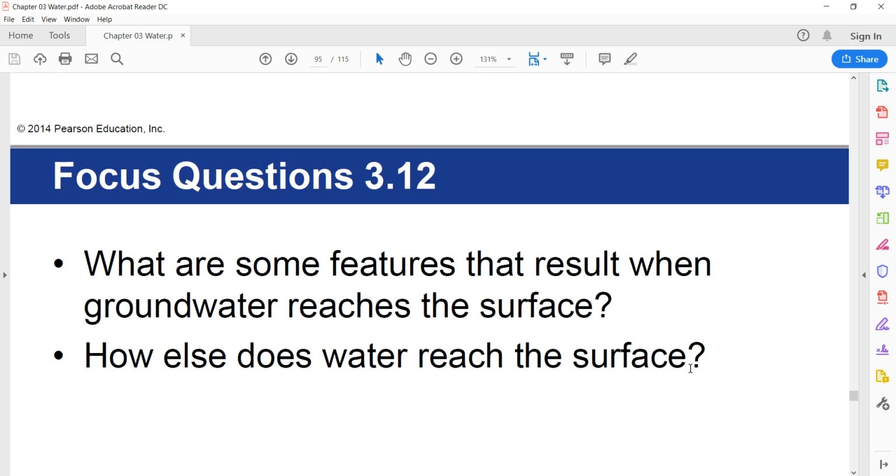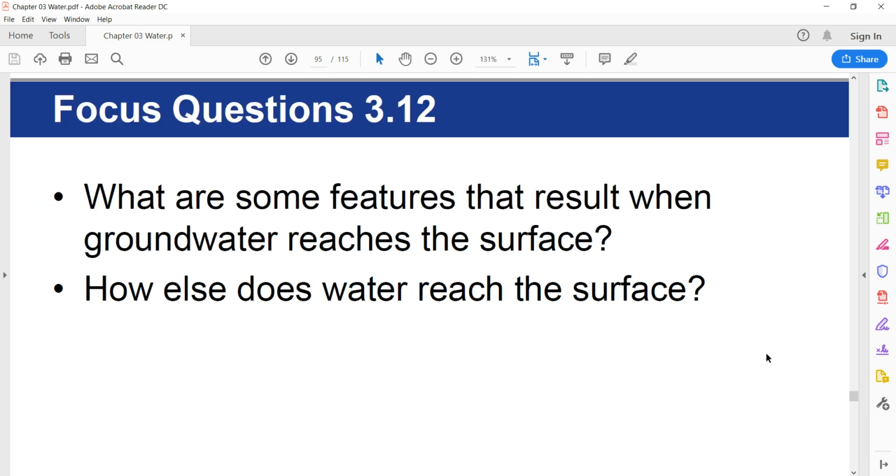What are some features that result when groundwater reaches the surface? How else does water reach the surface? So now we will look at these interesting geological landscape features that are formed due to the interaction of groundwater with dissolving rock.